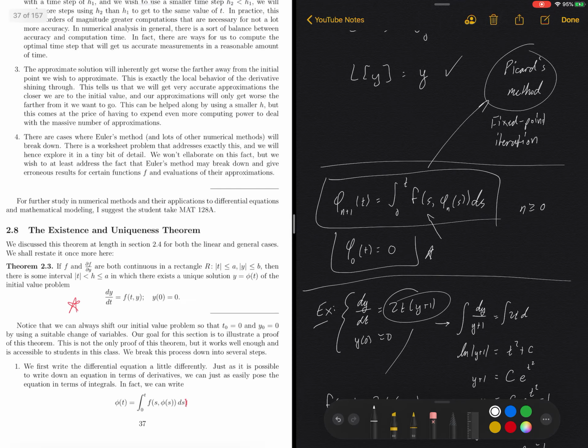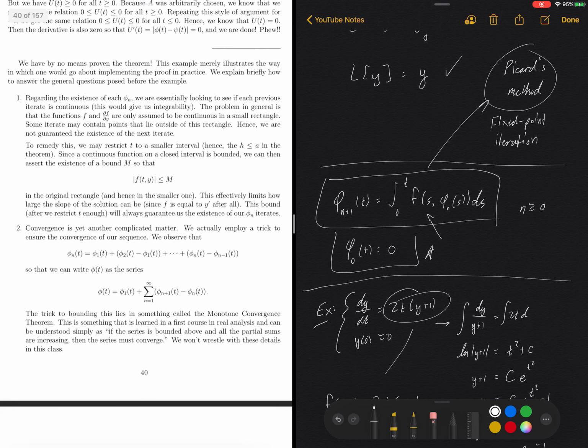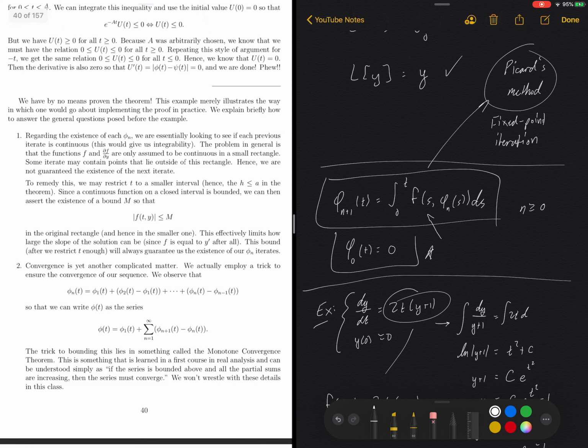conditions say. So instead of looking on the entire interval here, right, this absolute value of t less than a, instead of looking on that entire interval, we can look to a restriction of that interval. That way we can make sure that we are continuous inside the rectangle at each iteration of Picard's method. Once we do that, we can establish the existence of an upper bound on f itself, so that we can limit how big the derivative of our solution can be.